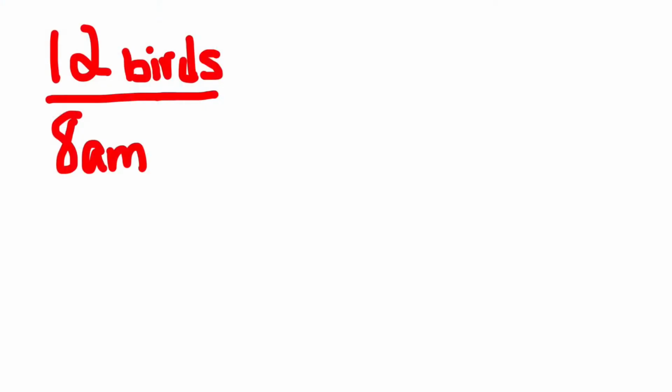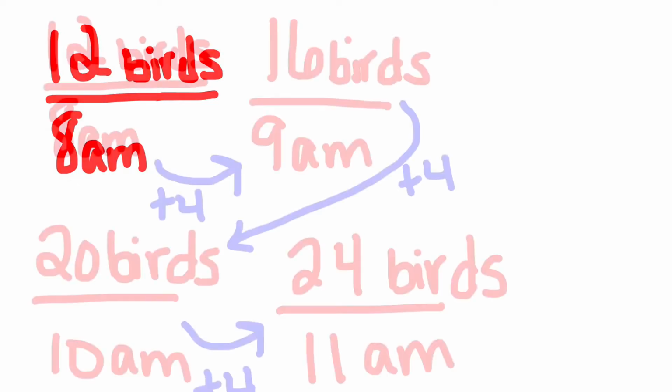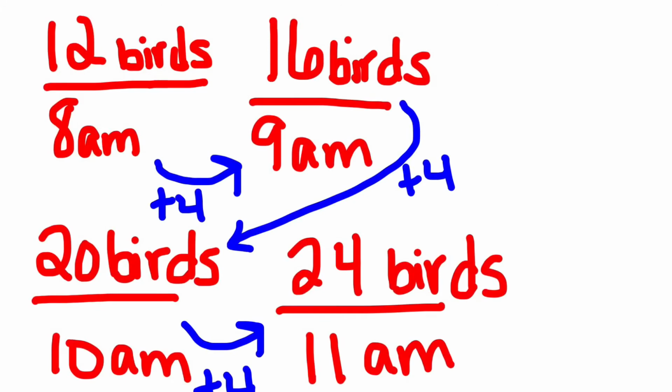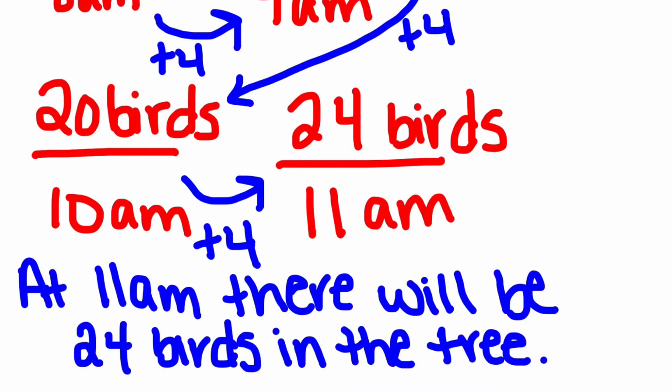My problem told me that there were 12 birds in the tree at 8 a.m. So I start by writing that down first. I then notice that each hour it goes up by 4 birds. So at 9 a.m. there's 16 birds, at 10 a.m. there's 20 birds, and at 11 a.m. there's 24 birds. So my rule was adding 4, and therefore my answer is 24 birds will be in the tree at 11 a.m.